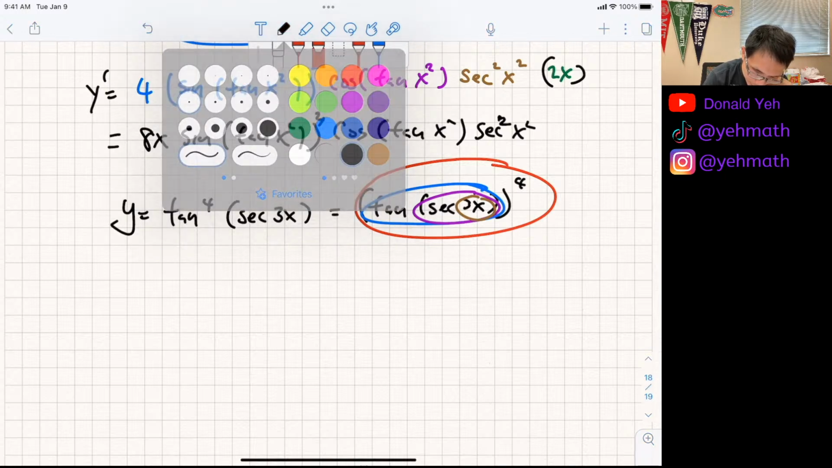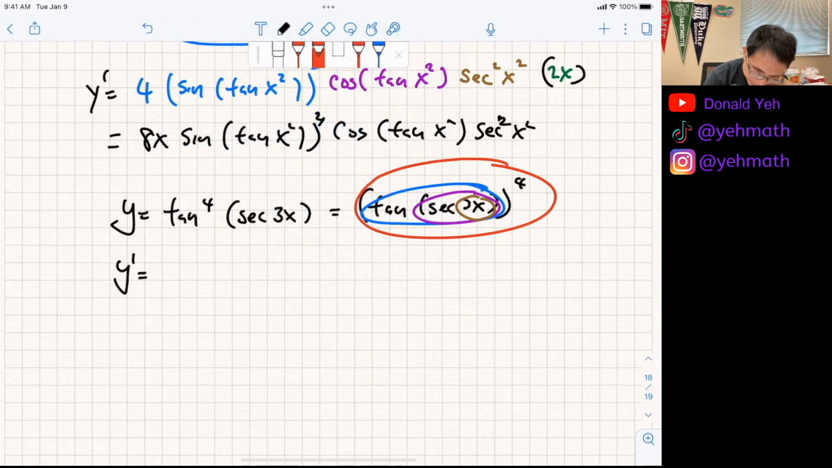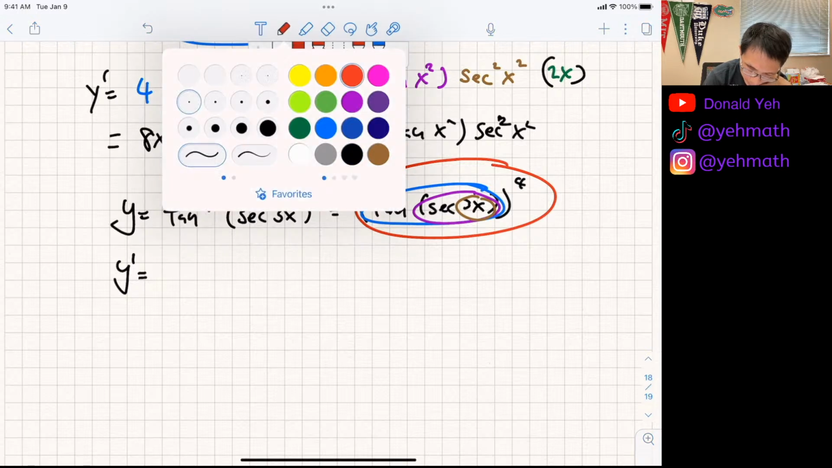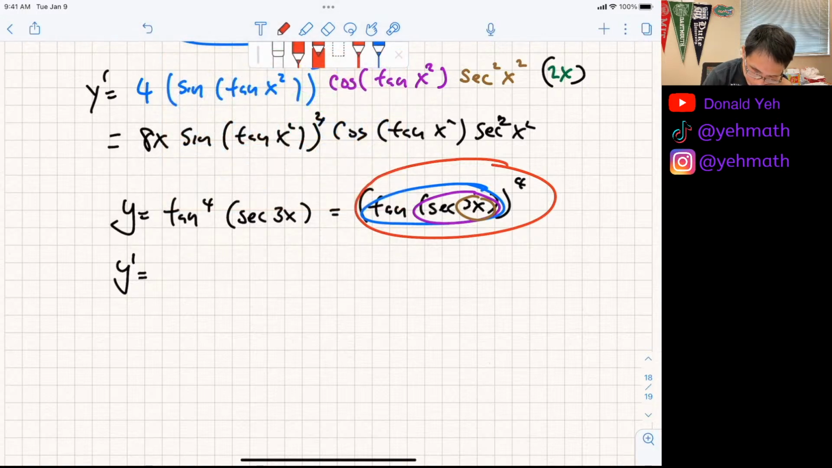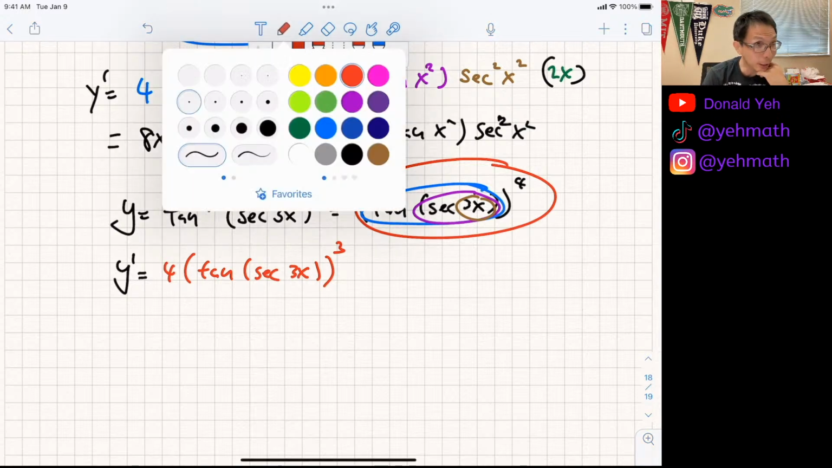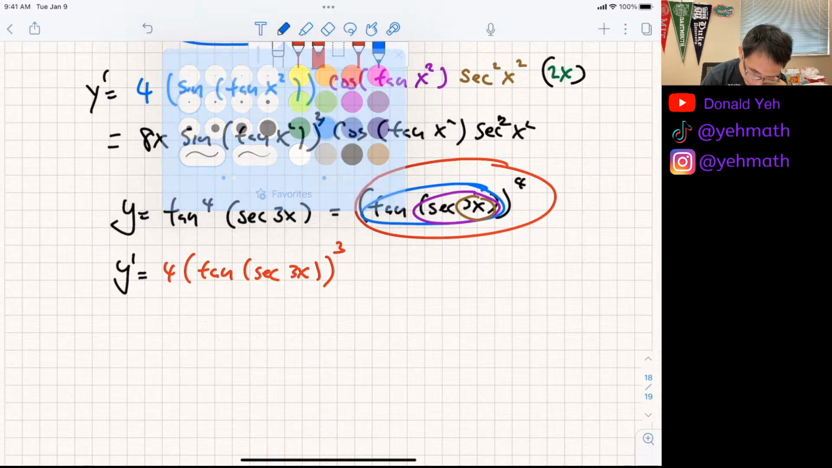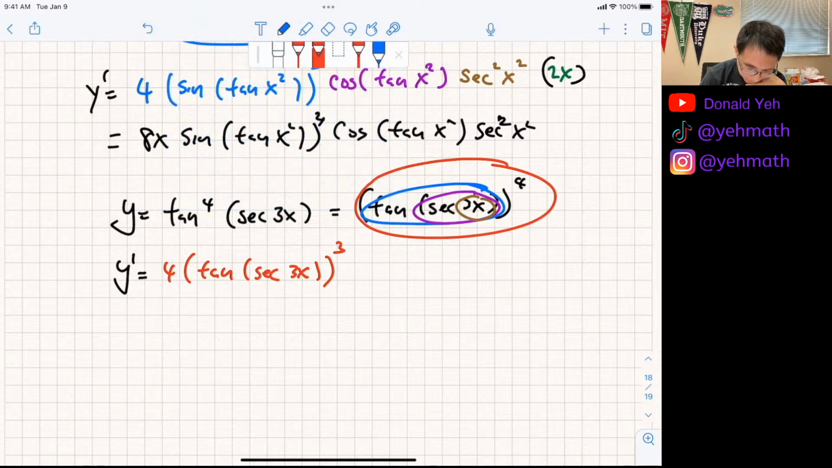So I'm gonna say y prime is equal to, the first layer is red, so I'm gonna take a derivative of the red layer, which is 4 times tangent of secant of 3x to the third. Does everybody got this part? Okay, let's go with the blue part. What's the derivative of tangent? Secant squared, good. That's gonna be secant of 3x.